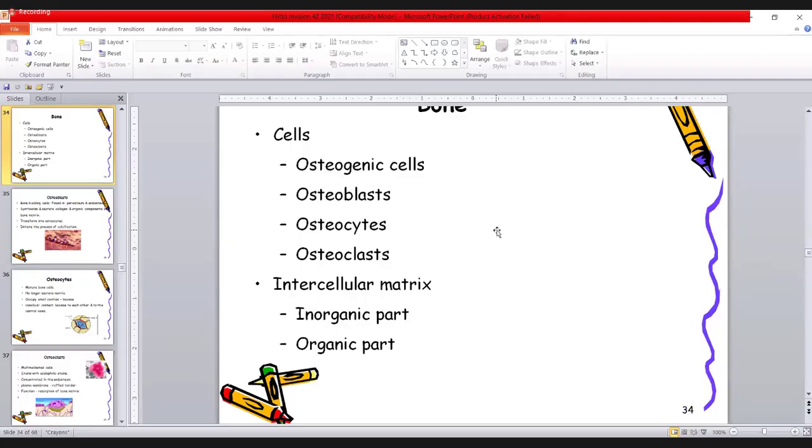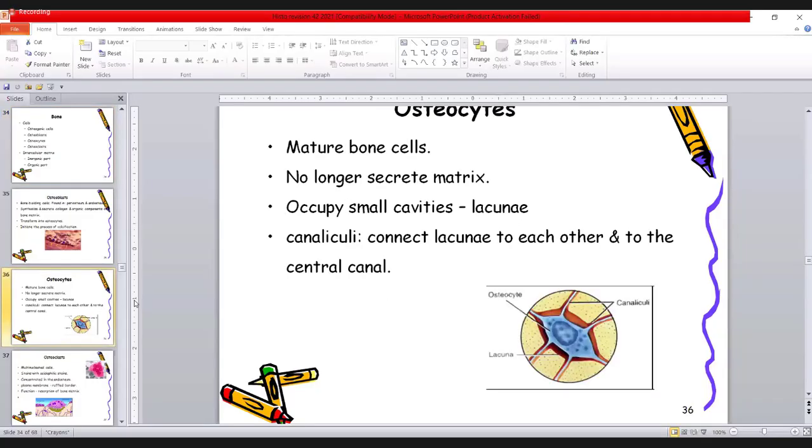Cytoplasmic processes. Cytoplasmic extensions of the osteocytes. So the cell has a lot of cytoplasmic extensions which are accommodated in this canaliculi, which are extensions of the lacunar space. The cell is located within the lacuna to occupy these cytoplasmic processes of the cells.